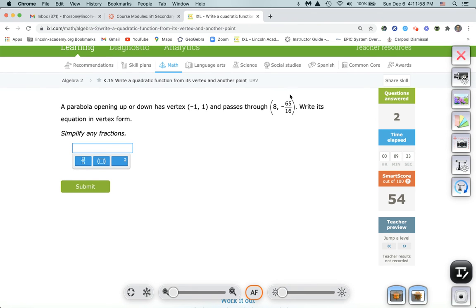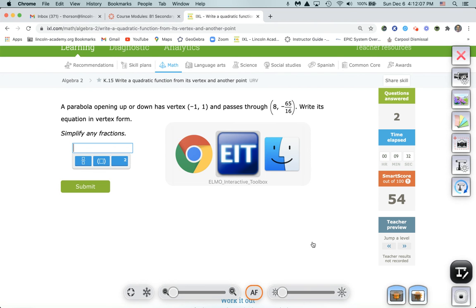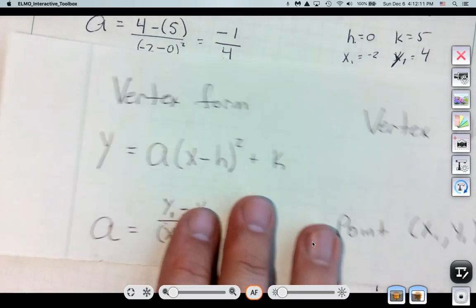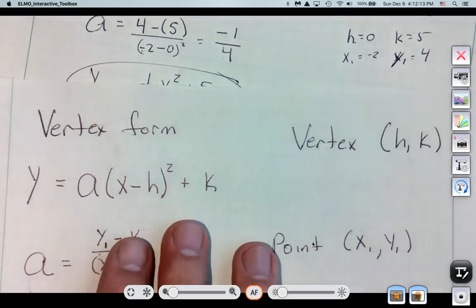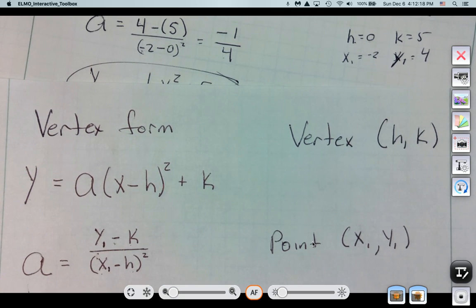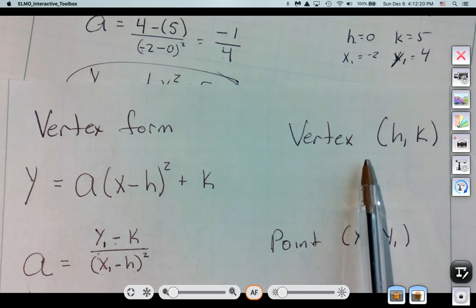So again, don't let those fractions scare you. If you have questions on how to do this, again, please bring them to class. But if you haven't yet, write down these formulas right here: the vertex form, how to find a given a point, and the vertex.